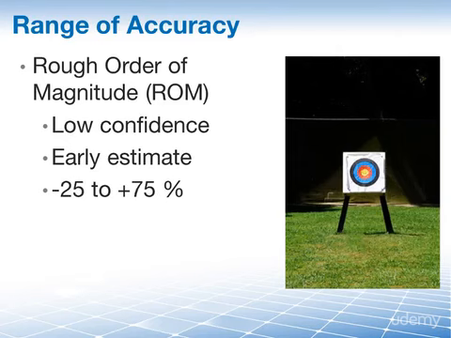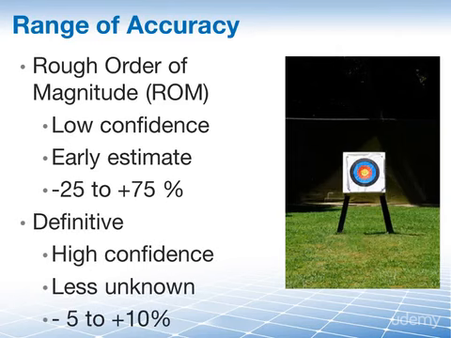And then it also talks about the definitive estimate. This has a narrower range. It's used when you have a higher degree of confidence in your estimates. This would be the case later on in the project when there is less unknown and more has developed and you are more certain about what you can estimate. The numbers here are minus 5% to plus 10%.